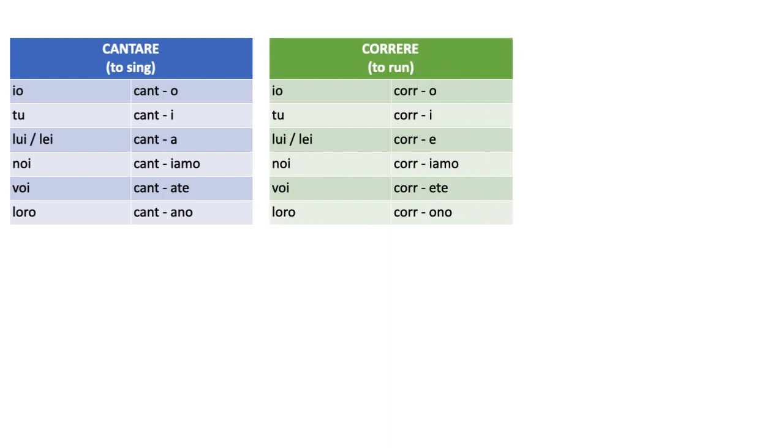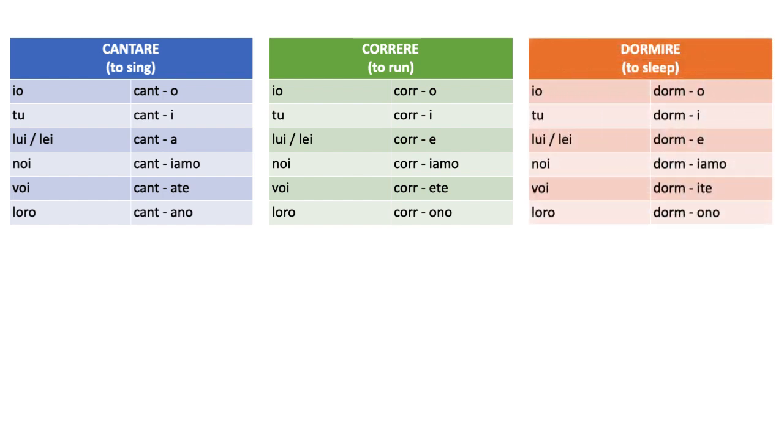Exactly the same thing, right? I get rid of the last three letters and then I add some endings, but they change a little because this is an ere verb. So it's o, i, e, iamo, ete, ono, right? Corro, corri, corre, corriamo, correte, corrono. And then the ire verbs, right? Same thing, but then the endings I apply are different. Basically, if you recall, only the voi ending is different. So the conjugation of dormire is io dormo, tu dormi, lui dorme, noi dormiamo, voi dormite, loro dormono, right?